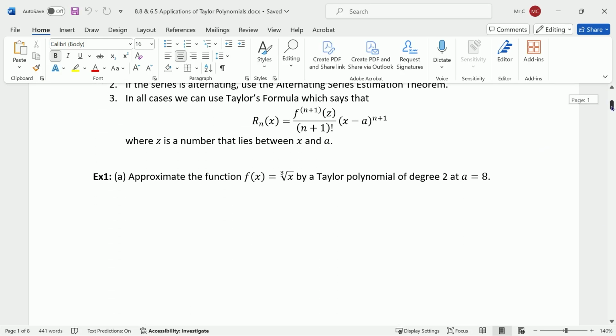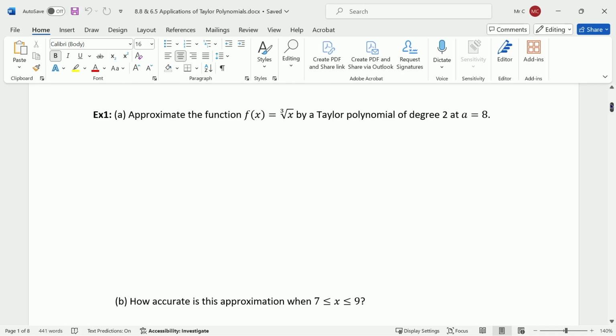Okay, so let's go ahead and tackle an example. So we're going to approximate f of x equals the cube root of x by a Taylor polynomial of degree 2 at a equals 8. So this is really nothing different from what we've been doing so far, except that we're actually stopping.